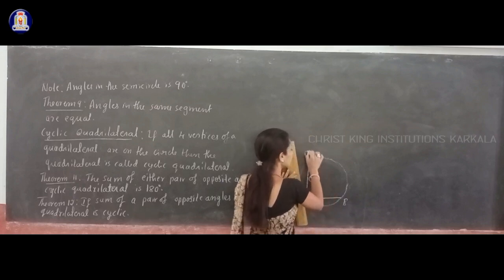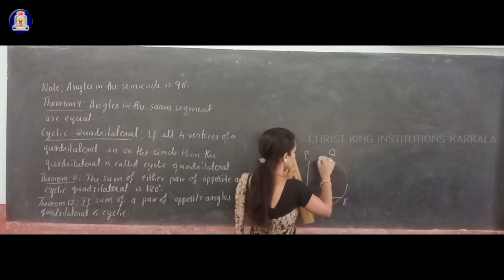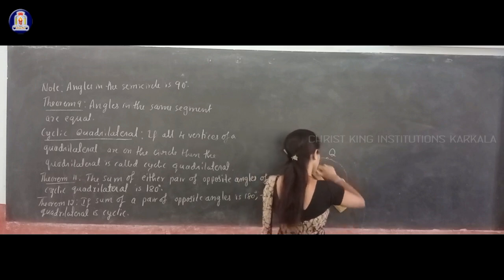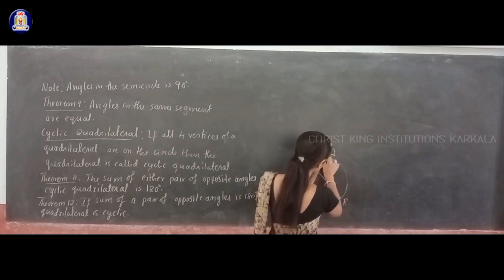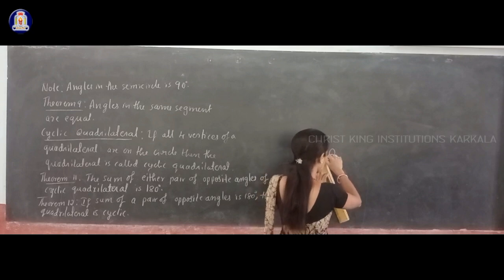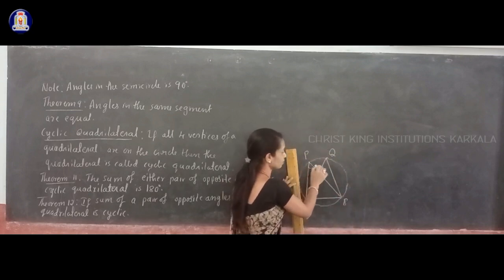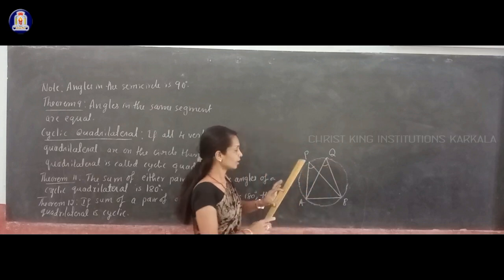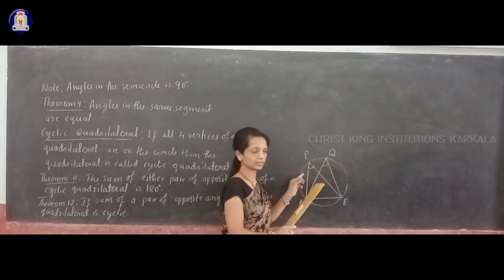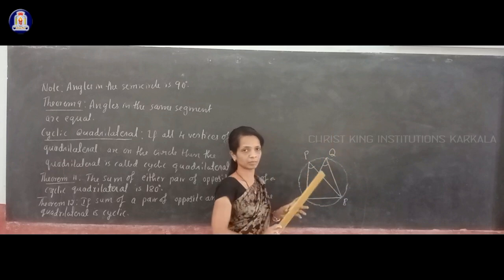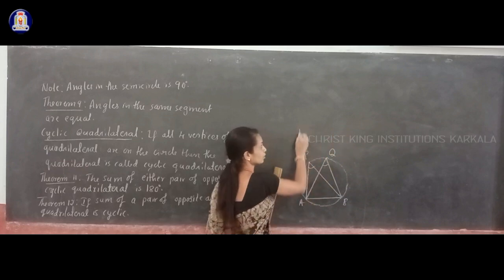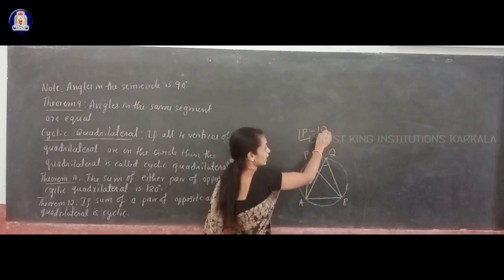Suppose I take a point P and a point Q. If you join P with A and B, and Q with A and B, then you have two angles in the same segment, in the major segment, angle P and angle Q. These two angles are equal. Okay, angle P is equal to angle Q.